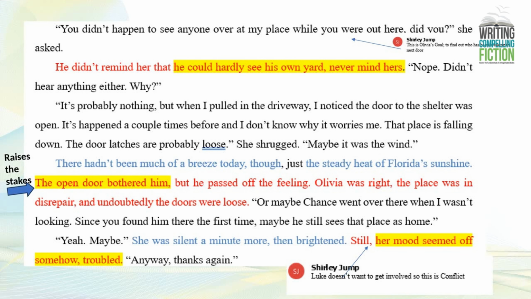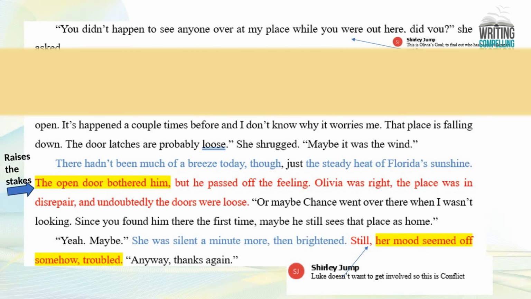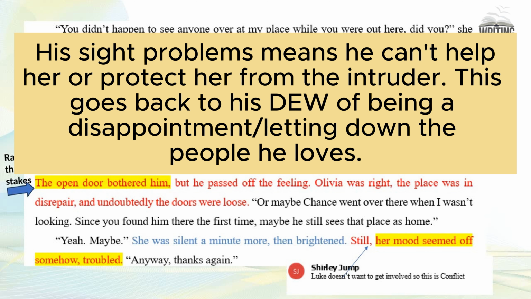Olivia's goal just pops in there a little bit because I'm setting up for the next scene with her. She had somebody breaking into her house. So that's, "You didn't happen to see anyone over at my place?" And that's her goal. It reminds us that he can't see hardly anything. And again, that's a conflict for him. So he can't help her. He can't save the cat in this moment. He is no good to her for that.